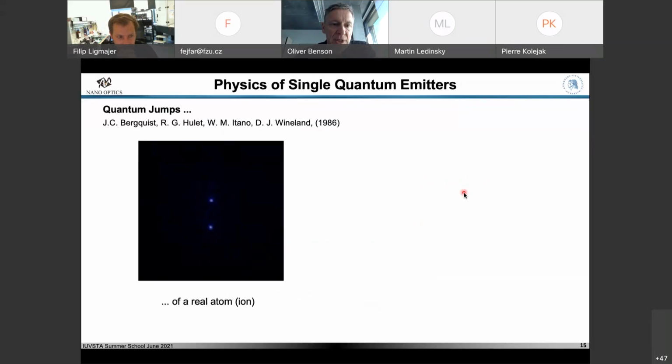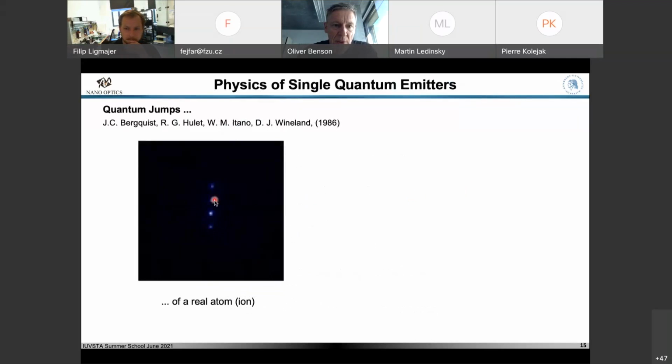This is an image here of a chain of ions. These are real atoms, ions, and you just shine light on them and you observe the fluorescence. And here you see this prominent quantum effect of quantum jumps. Let me see whether I can go back here, revive the jumping.